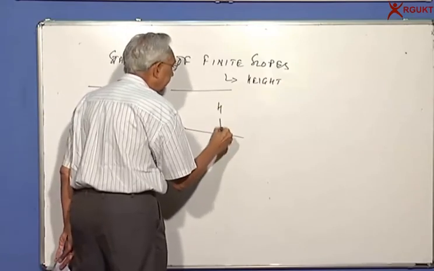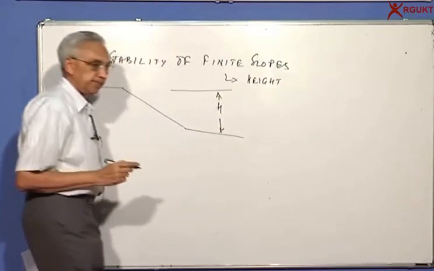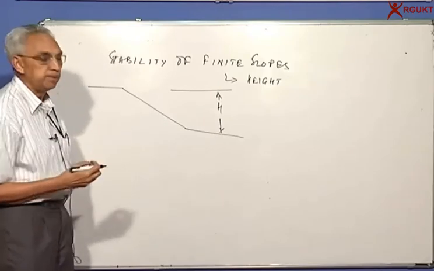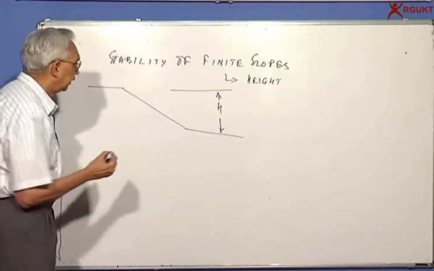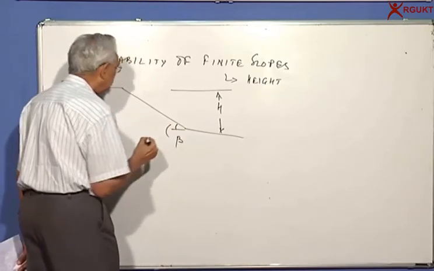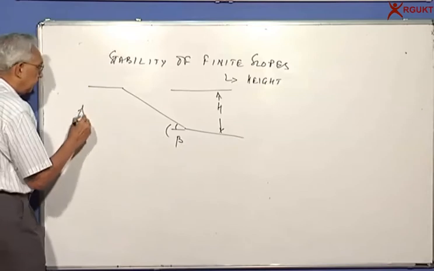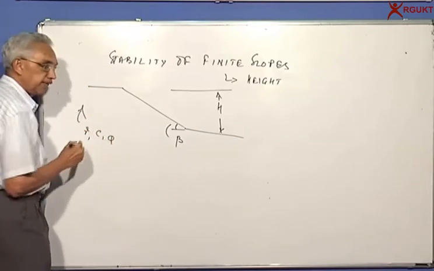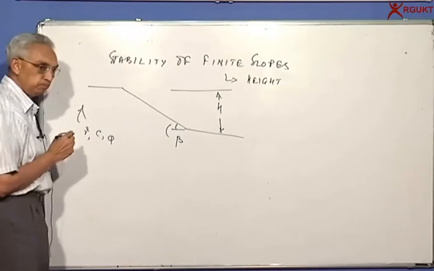H can be 5 meters, 10, 12, 15, etc. It can't be 100 or 200; it's less than maybe about 20-30 meters. And the slope angle is beta, as we said earlier. The properties of the slope are unit weight gamma, cohesion C, and friction angle or angular shear resistance phi.